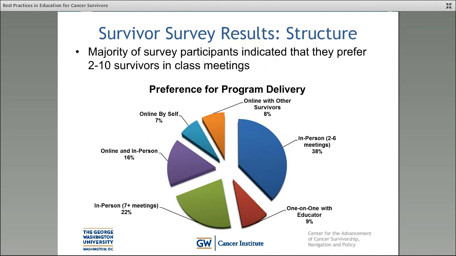So the majority of our survey participants indicated that they prefer 2 to 10 survivors in class meetings. We also asked about preference for program delivery, and the majority indicated that an in-person class with 2 to 6 sessions was preferred. Interestingly, only 9% indicated that they prefer a one-to-one meeting with an educator.